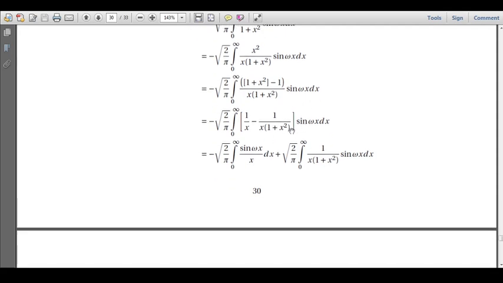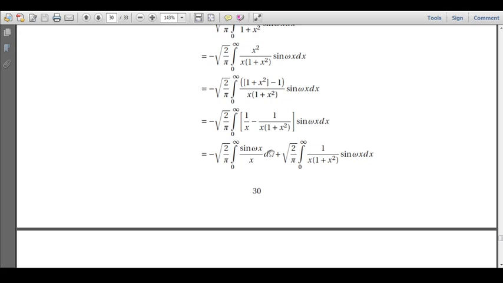Now we multiply the sin omega x into these terms. So 1 into sin omega x by x, integration from 0 to infinity, then minus into minus is plus, root of 2 by pi integral 0 to infinity sin omega x into 1 by x into 1 plus x square, that is 1 by x into 1 plus x square into sin omega x dx.